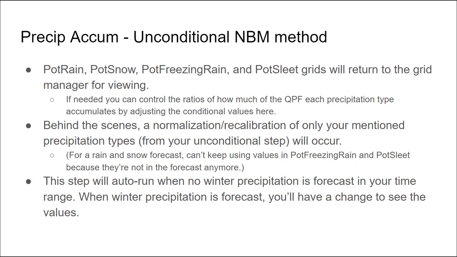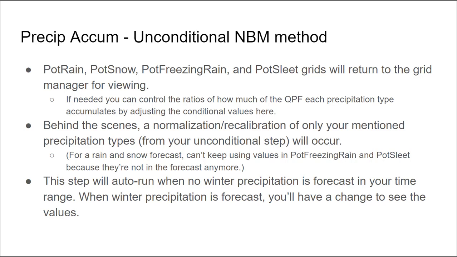When using the NBM pot method, the conditional pot grids will return to the grid manager for viewing during the accumulation step. Behind the scenes, when accumulation values are calculated, a normalization or recalibration of your conditional pot grids will occur for only the precipitation types that you mentioned in the unconditional step.